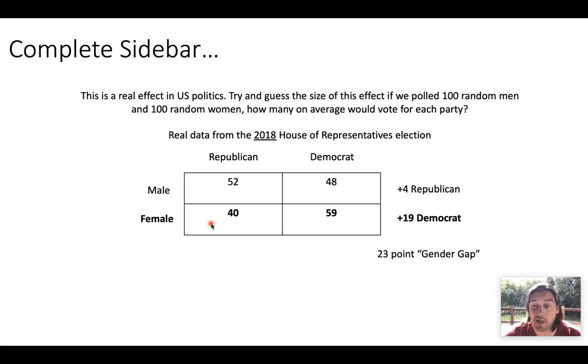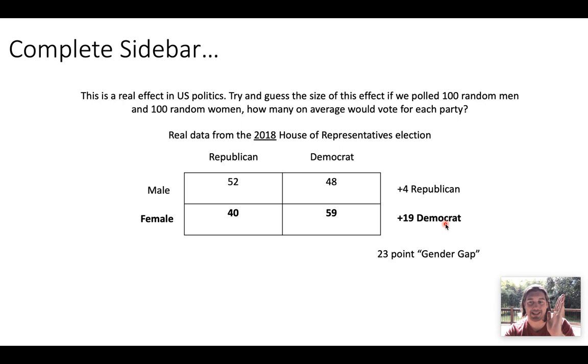Women had an extremely different outcome. 40% of women voted Republican. 59% of women voted Democrat. Women are apparently also more likely to vote third party, which is why this only adds up to 99. There's that hanging 1% of women who voted third party versus men who are apparently, interestingly, less likely to vote third party. So women lean +19 towards Democrats. So men lean +4 this direction towards Republicans.